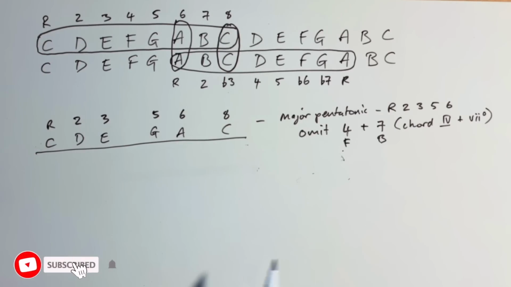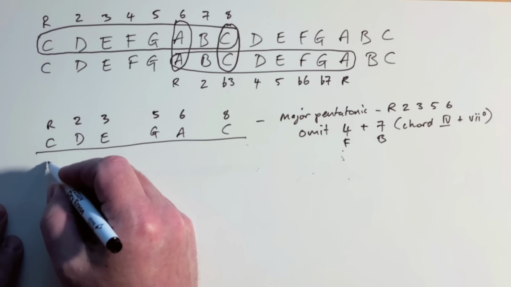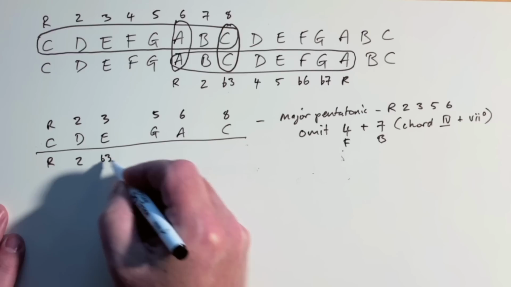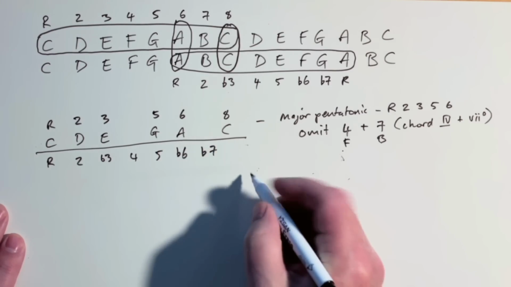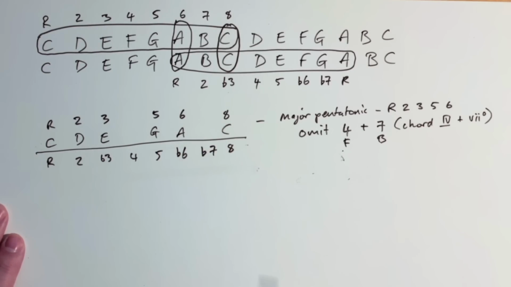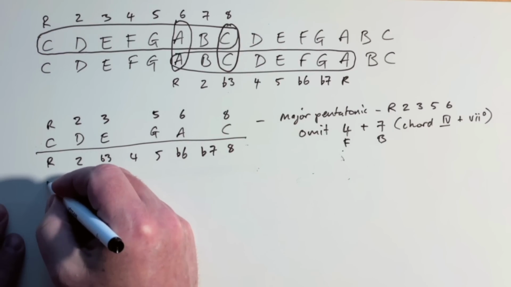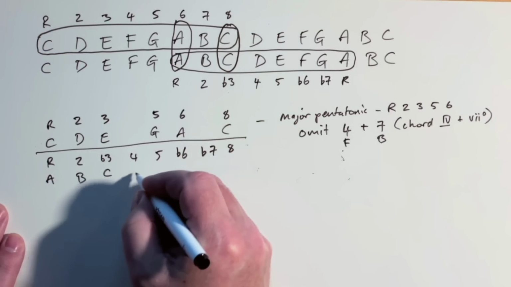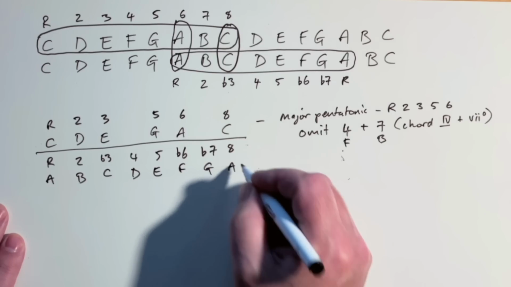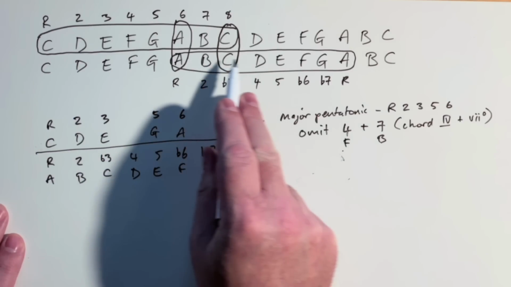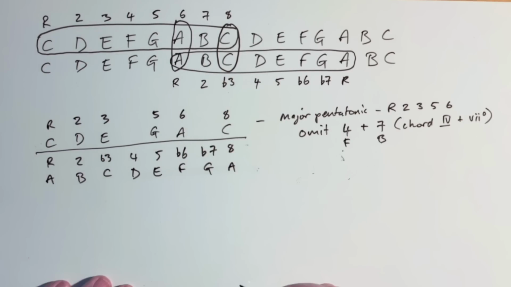So now what we're going to do is apply this principle to the minor pentatonic. And if you remember the minor pentatonic, it had a root, a second, a flat third, a fourth, a fifth, a flat sixth, and a flat seven. We're going to repeat that octave up there. The notes that we need to put in are A, B, C, D, E, F, G, and then back to A. I'm pulling that information from up here just so we can see that there.